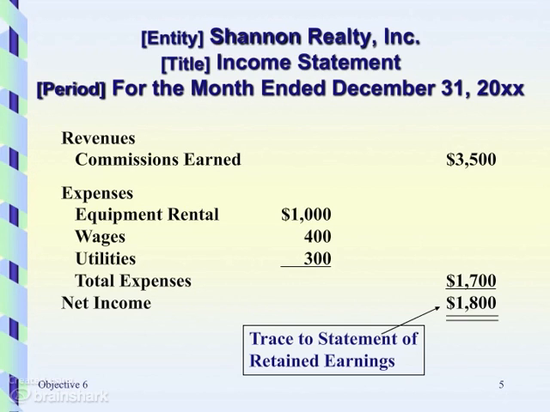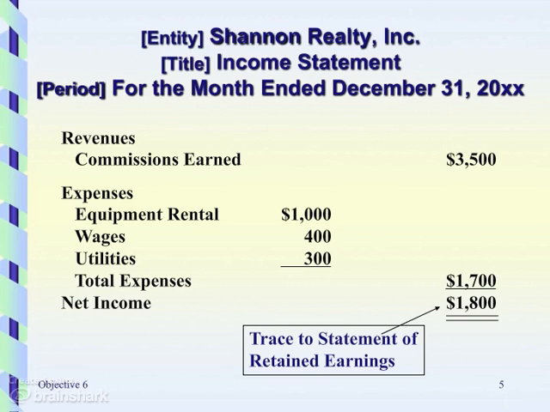We see our revenues in the form of commissions earned, and then we see our expenses in the form of equipment, rentals, wages, and utilities. And we see a total, and then we see the total for our net income, which is the total of our revenues minus our expenses. We then take that net income amount, and that item is going to trace through or follow through into the statement of retained earnings.